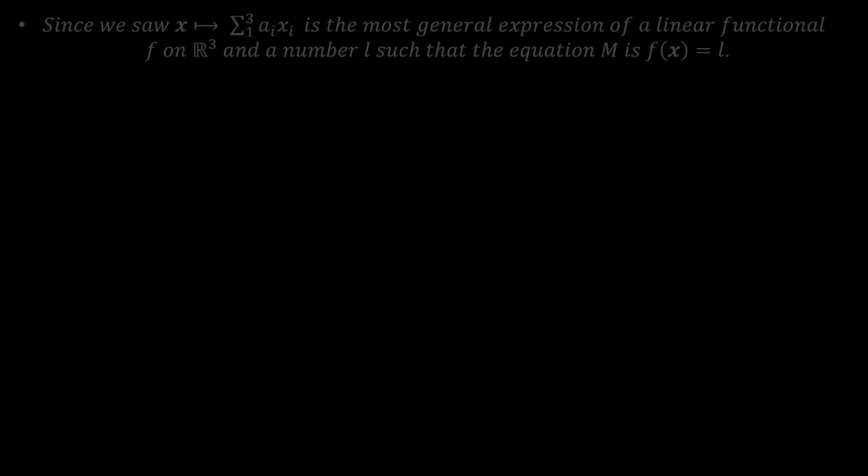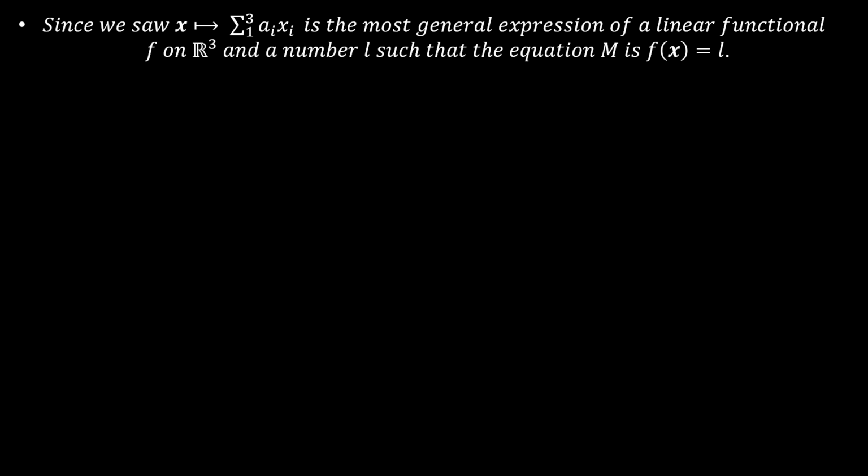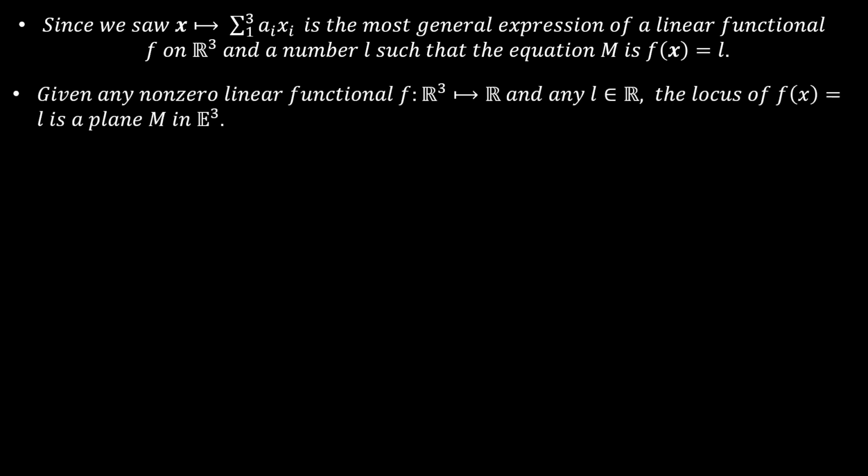Previously, we saw a transformation from a vector space x to this linear function, or the linear combination we see here, which is the most general expression of a linear function f on the vector space R3 and a number L, such that the equation is f(x) taking this vector into the real number L. Given any non-zero linear function f on a vector space R3 to the real numbers and any real number L, the locus f(x) equals L is a plane M in the Cartesian, or three-dimensional, Euclidean space.